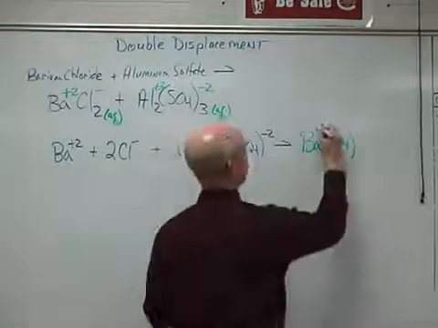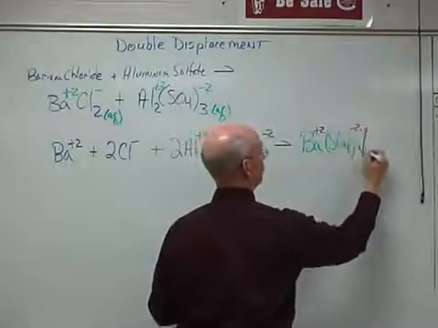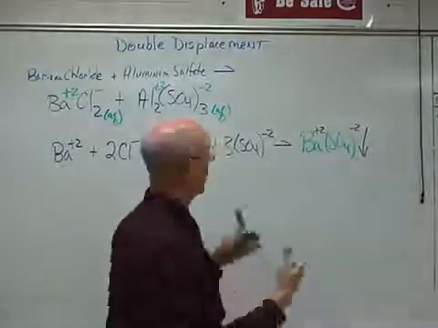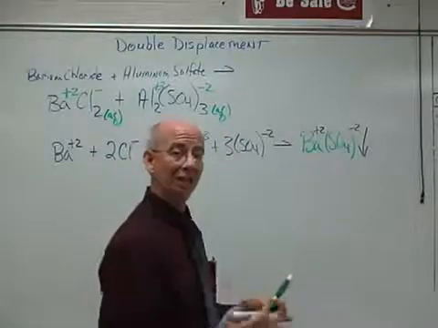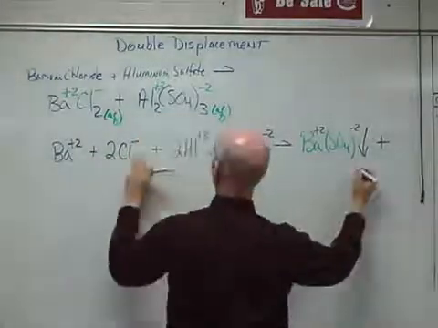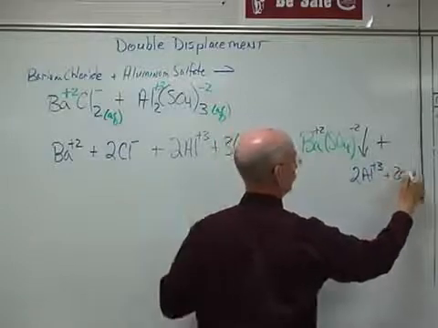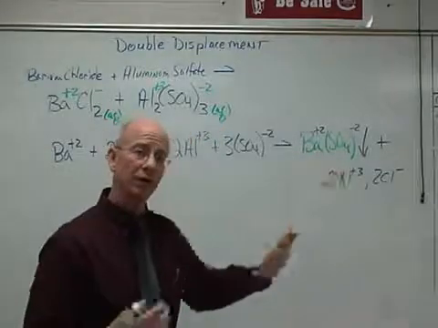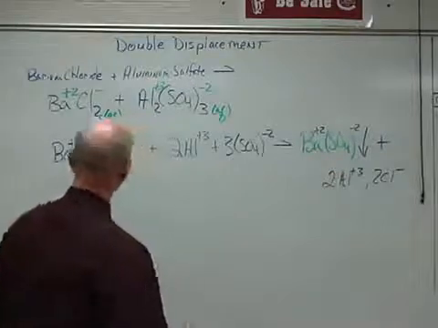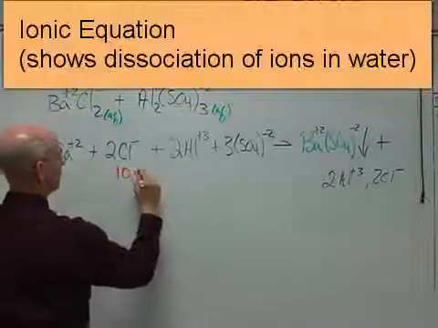Barium sulfate, +2, -2. This was the precipitate. Saw it on the chart. What's left over are some ions. I'm going to put them below. So it would be 2 aluminums +3, along with 6 chlorine -1s. Now what I've written here has a specific name in chemistry. We call this an ionic equation.